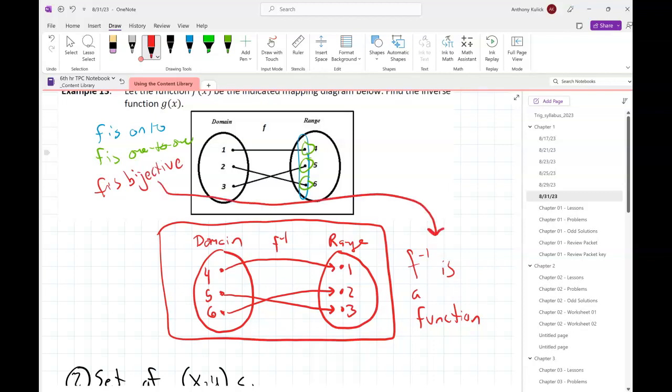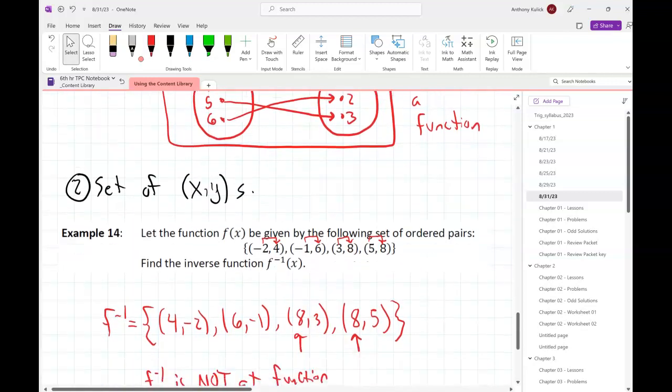So we've seen an example here that as long as F is bijective, the inverse is a function. Do we have to have both conditions, I wonder, to make it? Let's look at our other example here.